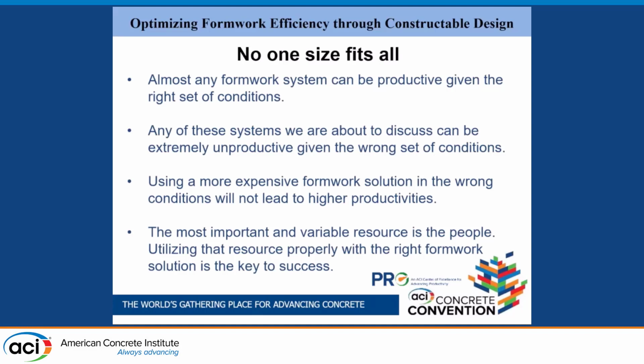as well. Using a more expensive system, we'll talk about from simple to more complex. Using a more expensive formwork solution for the wrong condition will not lead to higher productivity. You've got to find the right thing for the right job and then have the right job conditions in order to do that. So the most important variable is the resources, the people. So utilizing that resource properly with the right formwork solution is going to be the key to success. So getting the people and getting the formwork systems working together, that's how we get there.